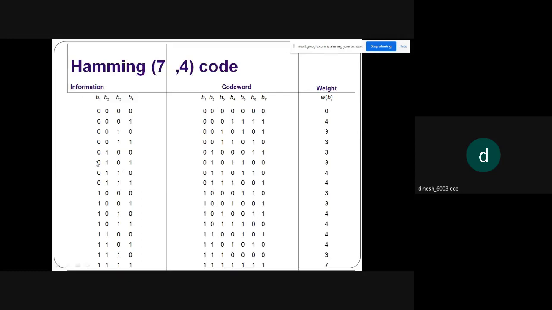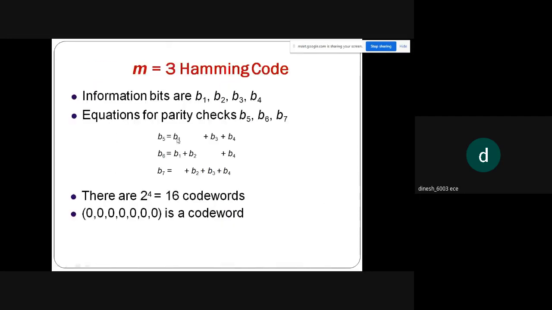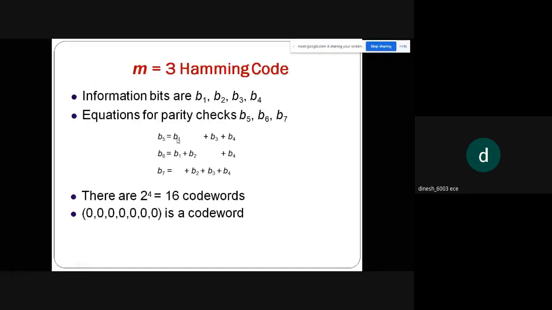I'll take for this one 0 1 0 1. So 0 1 0 1. If that is the B1 B2 B3 B4 information, I'll write it as it is. We should write as it is. B1 as it is, B2 as it is, B3 as it is, B4 as it is. Now B5 is B1 B3 B4.